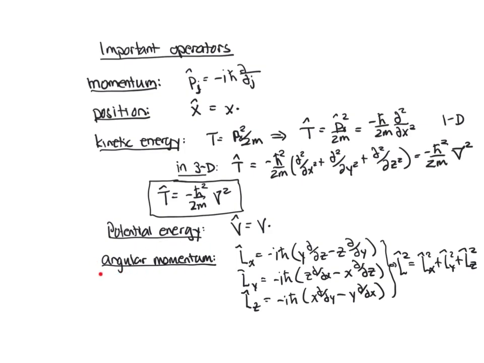And for angular momentum, we get this by crossing the position vector into the linear momentum vector. And so we have an angular momentum in the x direction, y direction, and z direction. And then if we want the total angular momentum, the magnitude of that angular momentum, we can look at L squared, and that's just the x direction squared, the y direction squared, and the z direction squared, and then the total magnitude of that angular momentum would just be the square root of this.